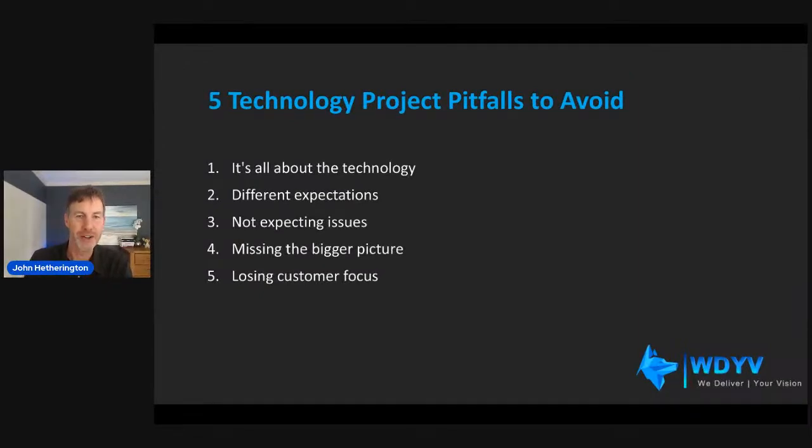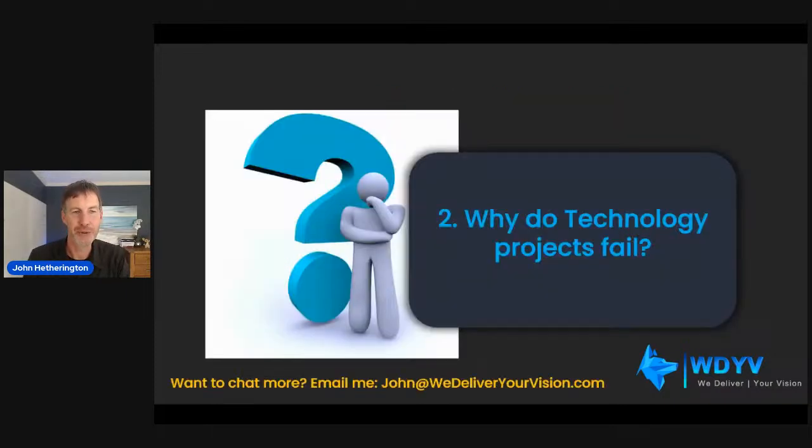So for the second part of this session, now we've talked about the pitfalls and why projects are so complicated, let's address the other elephant in the room: why do technology projects fail? That was a question I got. Huge question. Lots of places to start here.